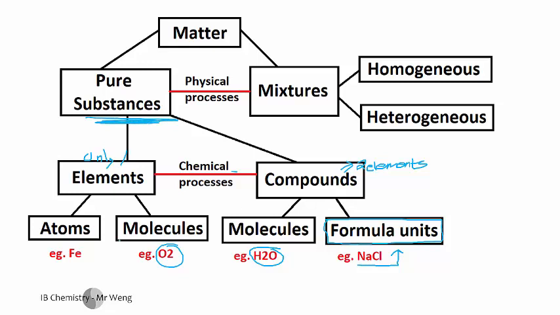Now, what we can see here is that elements can be atoms by themselves, or they can be covalently bonded here to be molecules. The compounds here, they can either be in the form of covalent, or they can be in the form of ionic, and we'll talk about polyatomic ions in a second where they can be both.